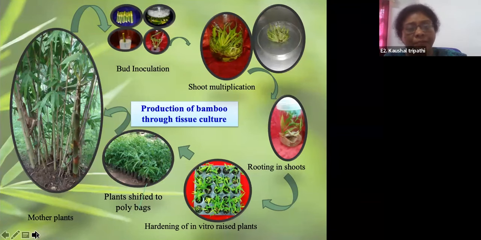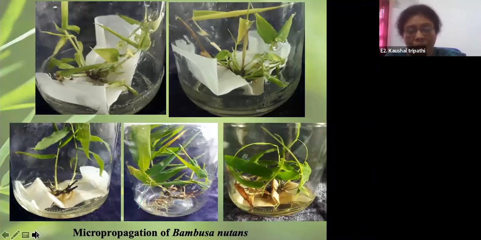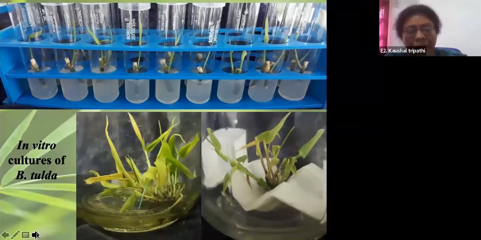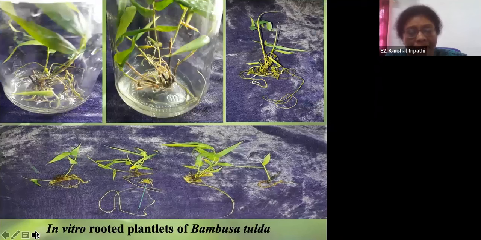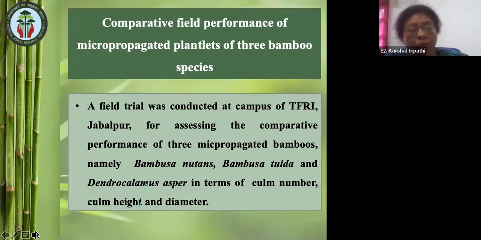Next slide, please. And again, this is the rooting. You can see in Bambusa tulda, these are the rooted plants of Bambusa tulda raised through the process of tissue culture. Next slide, please. Similarly, again, multiple shoot cultures of Bambusa tulda. Next slide, please. Again, you can see these plantlets which are ready for hardening and then transfer to polybags of tulda.